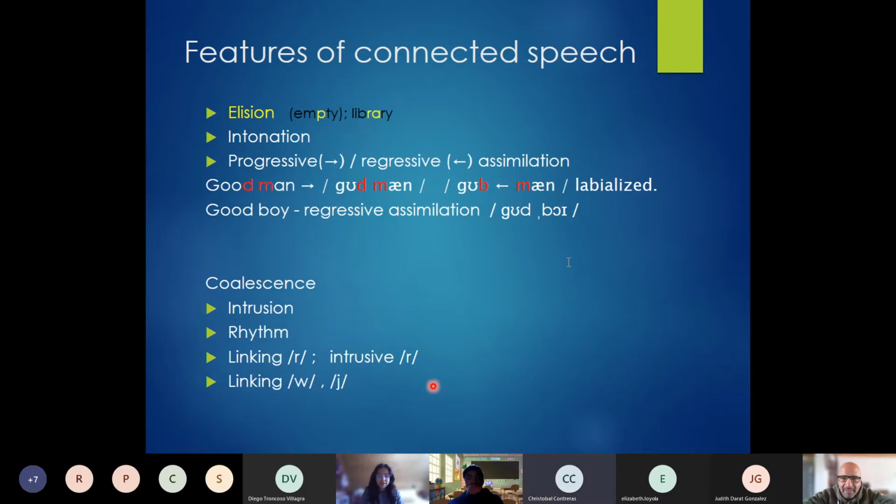I thought that the first sound of boy, the b, affects the previous one, the d. So the d becomes b, so it becomes labialized. Same as the previous example. All right, I think it's very, very clear now. The initial sound in boy affects the last sound in good. It becomes labialized because a d, which is alveolar, becomes bilabial, right? Yeah. Okay.